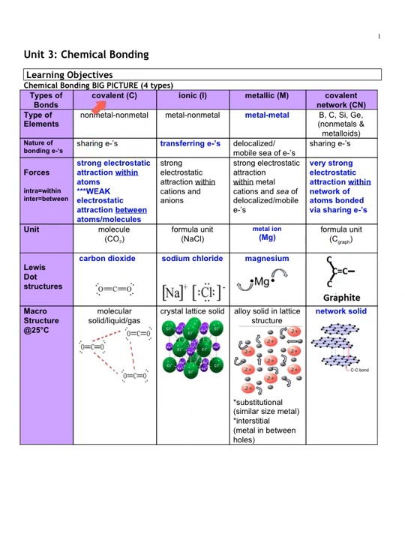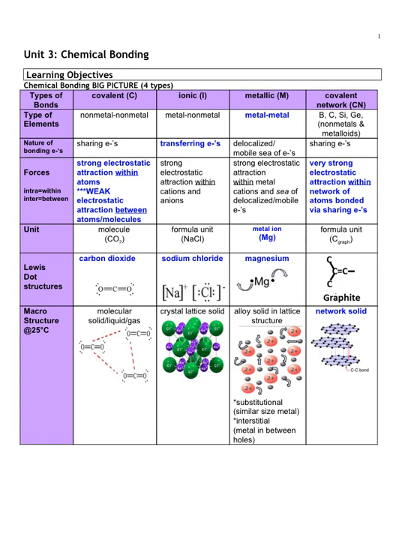This is a chart that describes, big picture wise, what the 4 types of bonding are. And they are covalent, ionic, metallic, and covalent network. And some of the types of elements that make up those bonds, as well as the nature of bonding electrons, forces of attraction, intra versus intermolecular forces, the unit, as well as the Lewis structure, and then, of course, the macrostructure, which is the bulk made up of many, many, many particles or atoms or molecules.